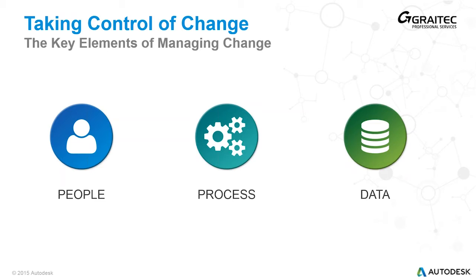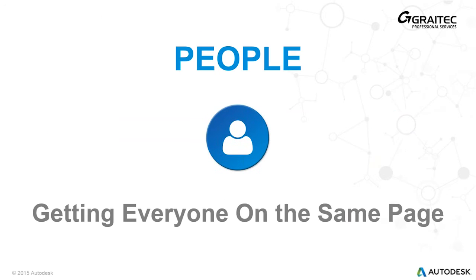So Autodesk likes to look at PDM in three key areas: people, process, and data. First of all, we're going to take a look at people. We want to identify what their challenges are of getting everyone on the same page, and also, more importantly, how Vault can help you and your entire team stay in sync.